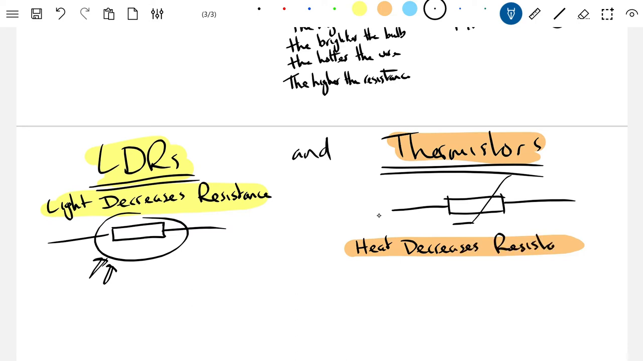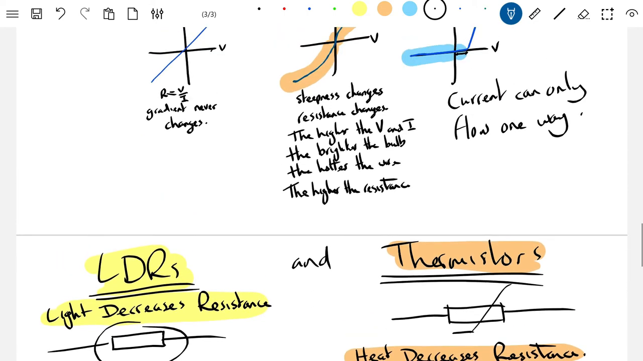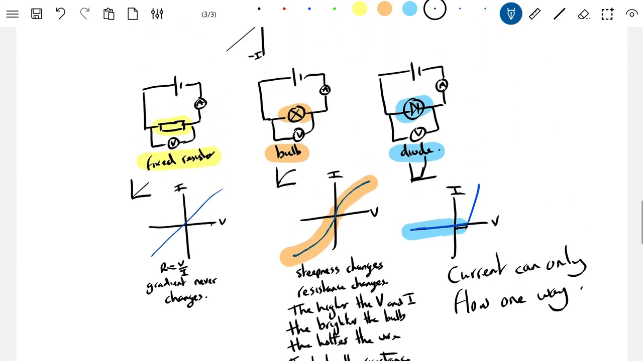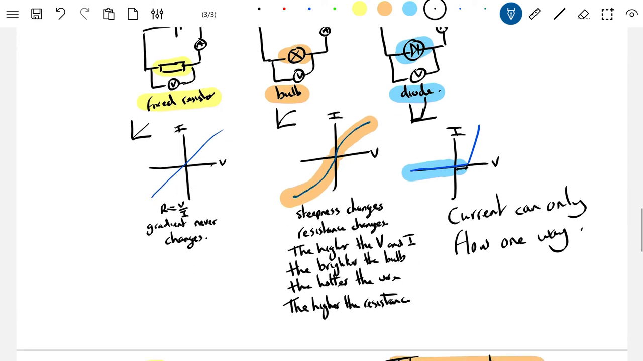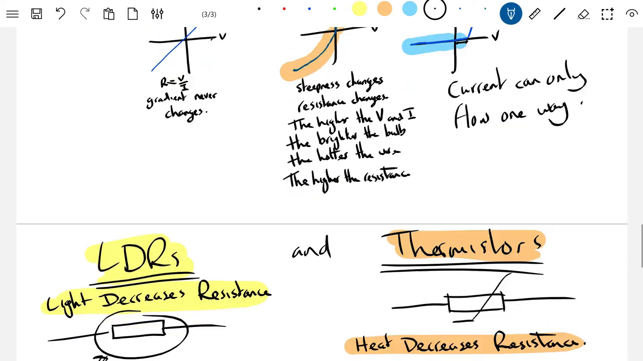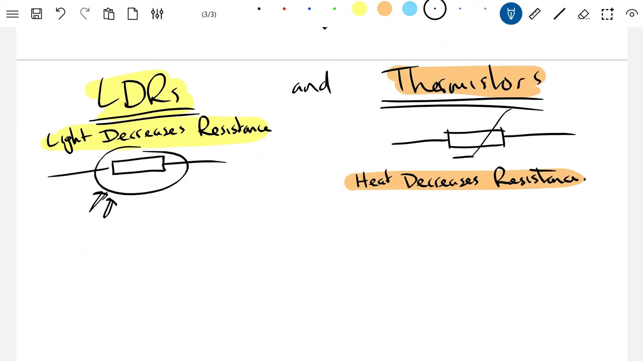Now, the whole point of a thermistor is that it's different to a regular wire. So think about the regular wire inside that bulb. When it got hot, the resistance got bigger. Now, a thermistor is special. When it gets hot, its resistance gets less.